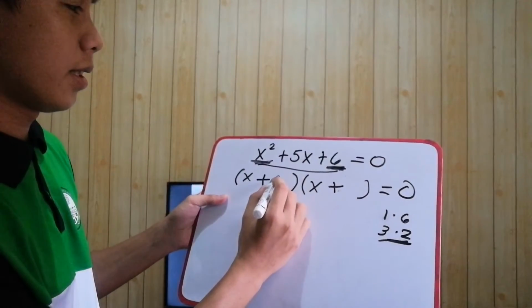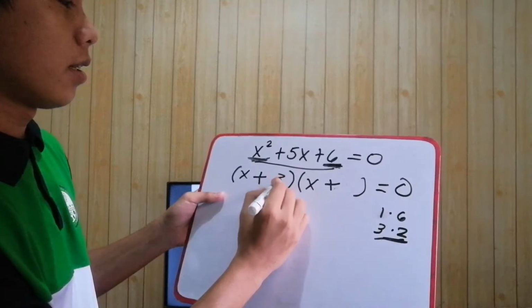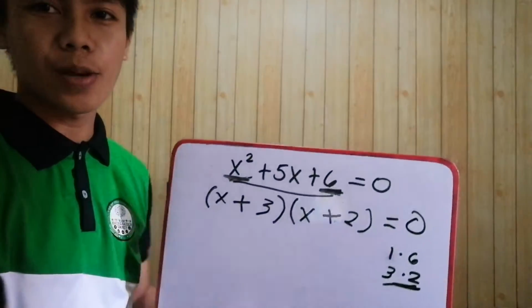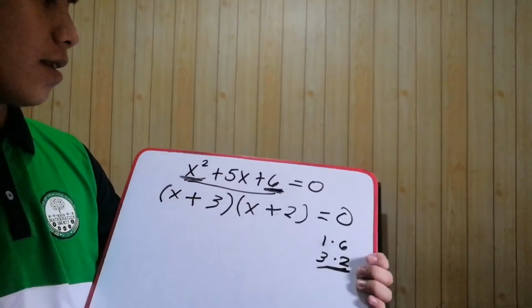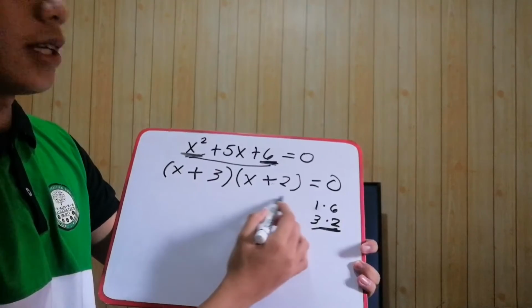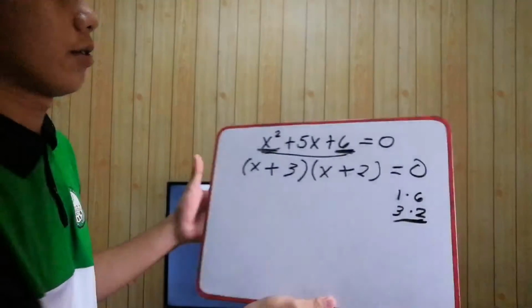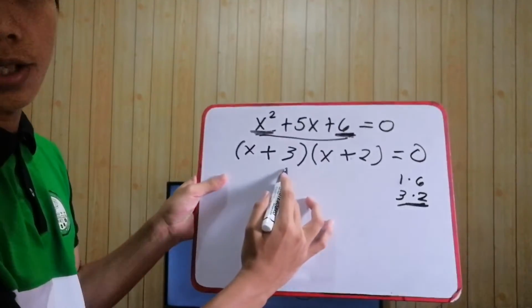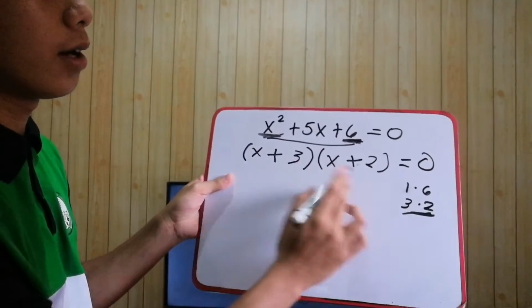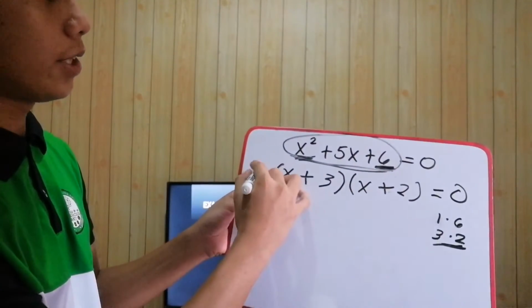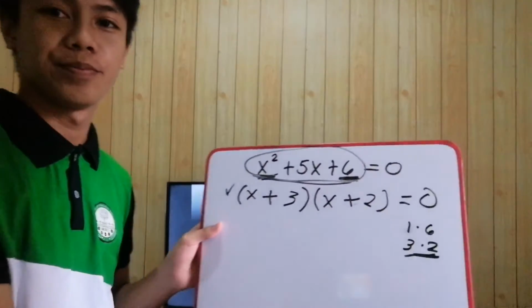Let's try 3 and 2. So, to check if tama na ba yung factor natin, let's just multiply our factors. So, try natin. Kapag pinag-multiply nyo dito plus, multiply nyo itong dalawa, ito yung lalabas na sagot. Then, therefore, check ang factors natin.